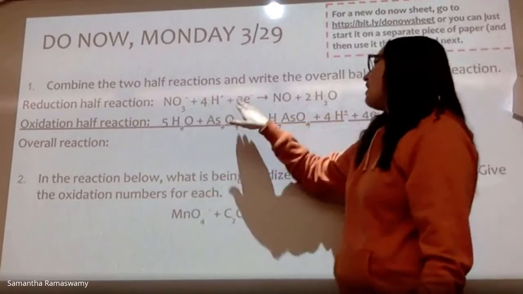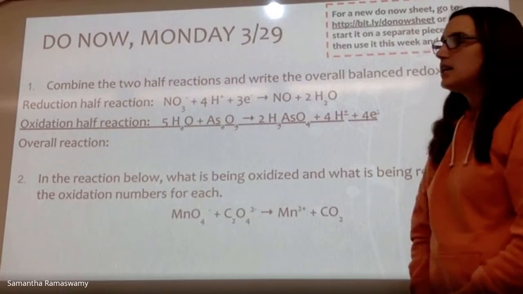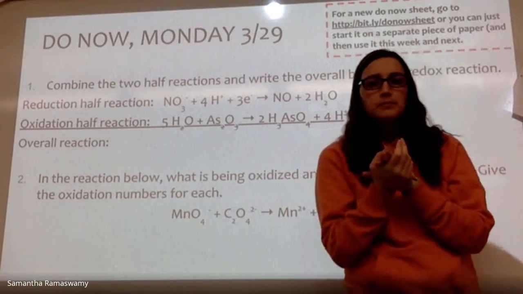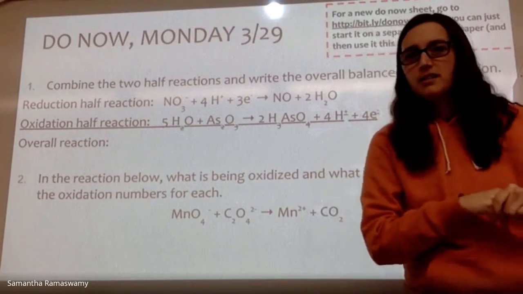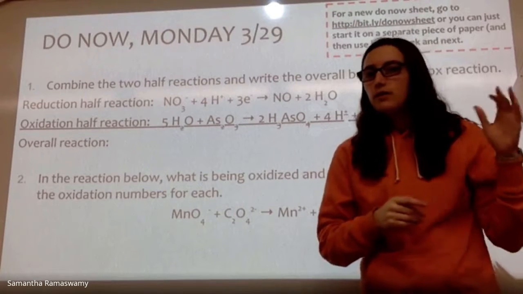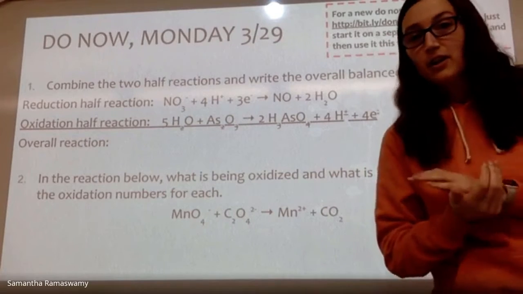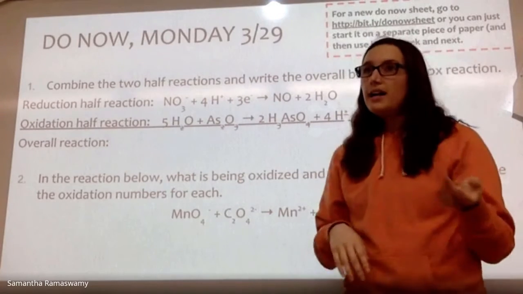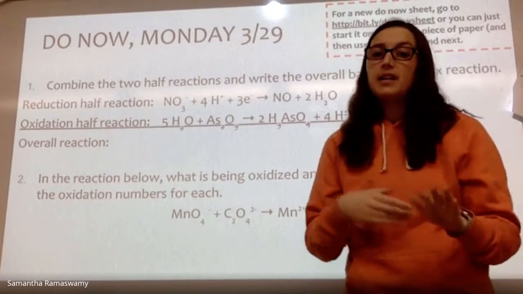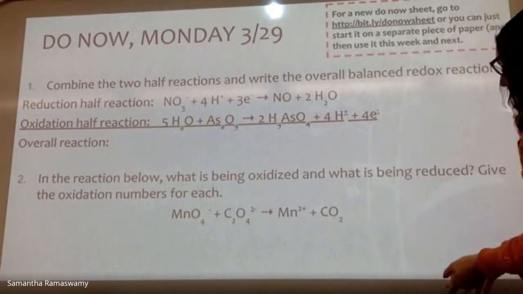So they already have 3 electrons in the reduction half reaction and 4 electrons in the oxidation half reaction. Remember, when you add them up, you should not see electrons in the overall reaction. So you have to figure out what to do before you can add them up to make sure the electrons cancel. So on Friday, if you remember, we looked at just balancing half reactions. We didn't add them together. Now today, we already have the balanced half reactions. We just need to add them together.